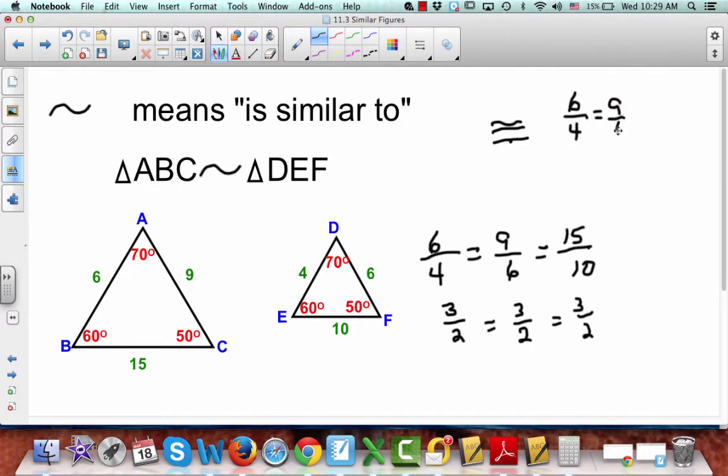The other way that you could do it is you've got 6 over 4 and 9 over 6. And you can go 4 times 9 is 36, and 6 times 6 is 36. Okay? And that proves it out to be the same as well.